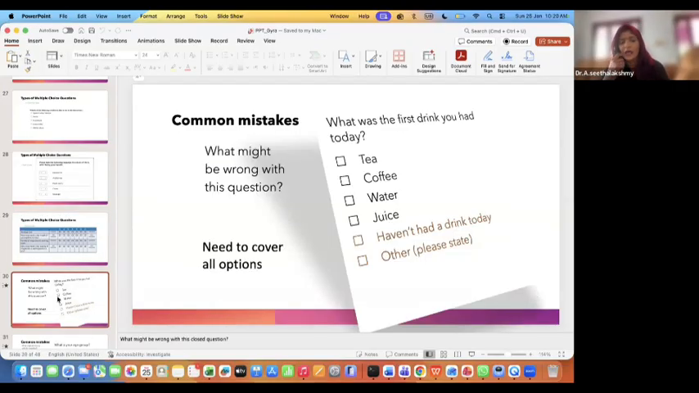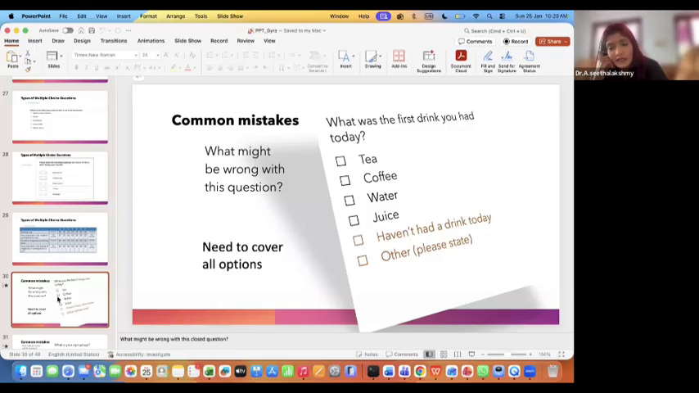A common mistake that we make is that your viewpoint of things is different, but the respondents vary. If you ask a question like, what was the first drink that you had today, and you give the options tea, coffee, water, juice, why can't I have my Boost today?